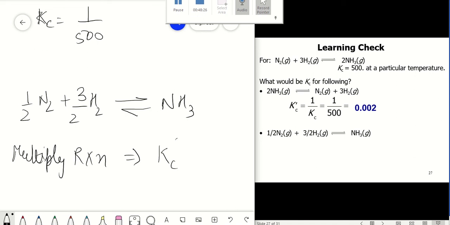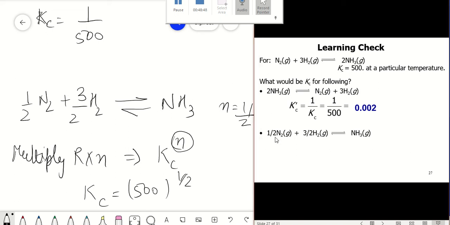Kc is essentially raised to that particular multiplication factor. So in this case, what is our n? In this reaction, n is 1/2, meaning the Kc for this reaction would be the previous reaction's Kc raised to the power of n. So 500 to the power of half, meaning the square root of 500. That's how you can predict the Kc for any reaction if it's related to a previous reaction whose equilibrium constant we know.